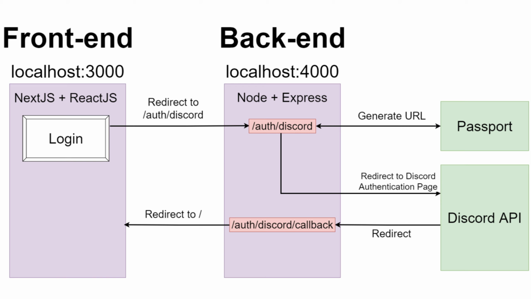When the user clicks the login button, we're going to redirect their browser to localhost port 4000, which is the backend web service, and then the auth Discord path. For the auth Discord handler on the backend web service, we're going to be utilizing the Passport library to generate that unique URL, if you recall from video 1 when we first added the bot onto our own server. Once we generate that URL, we're going to redirect the user again, but this time we're going to send them to a Discord authentication page.